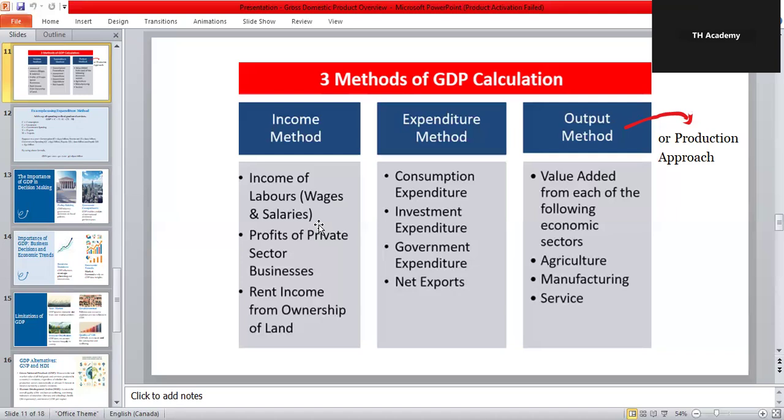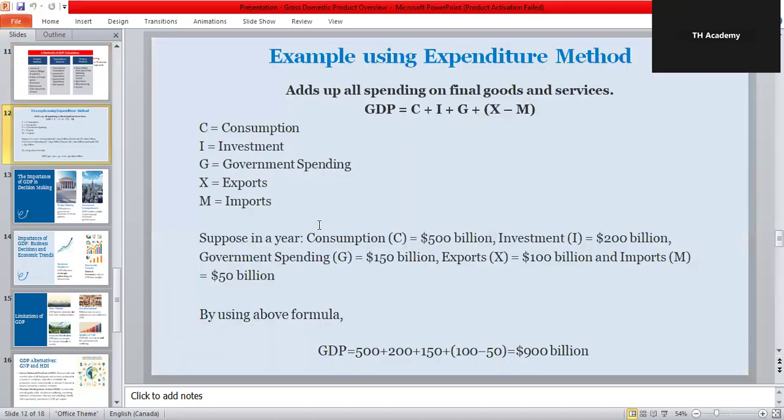Now, here is a simple example of how GDP is calculated using the expenditure method. Imagine a country where people spend $500 billion on goods and services. Business investment is $200 billion. The government spent $150 billion. Exports are $100 billion and imports are $50 billion.